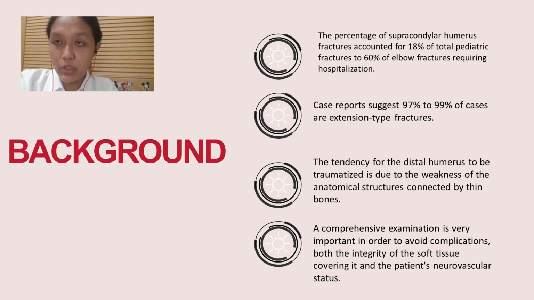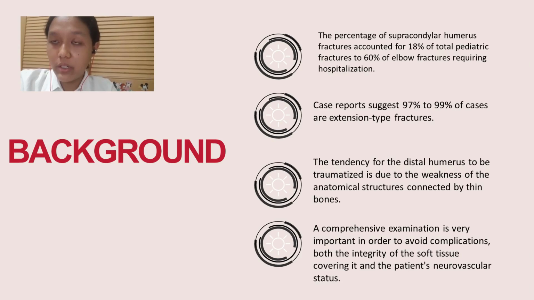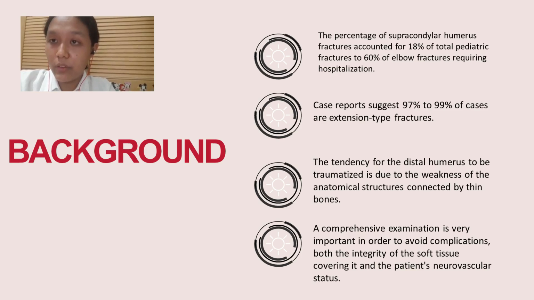Hello, my name is Nanda Pramesti with student number 167. Now I will explain our background on supracondylar fracture in children. In the pediatric population, the outstretched arm is often used as protection to prevent falls. Of course, these events are the cause of supracondylar fracture of the distal humerus in children.